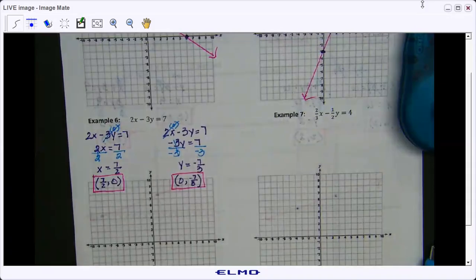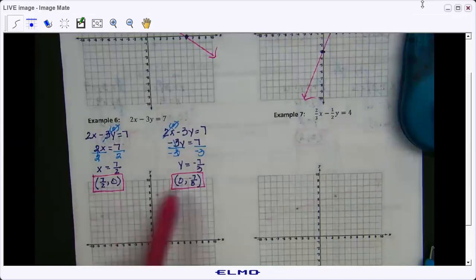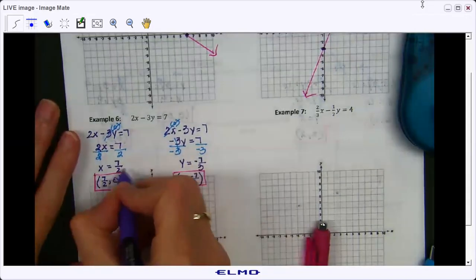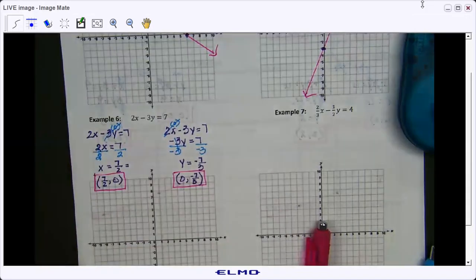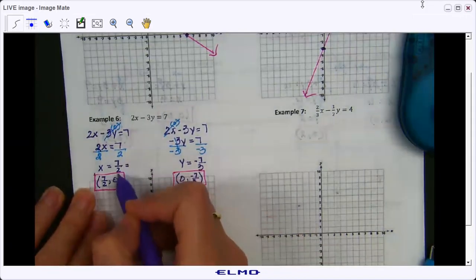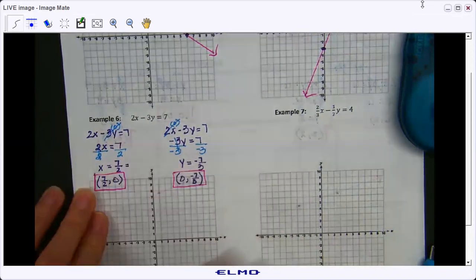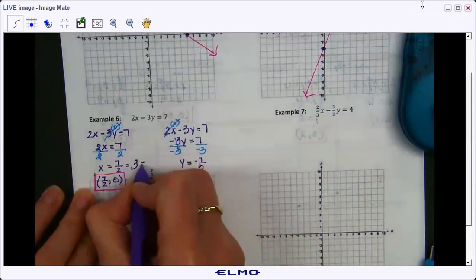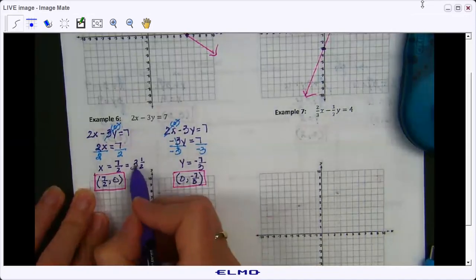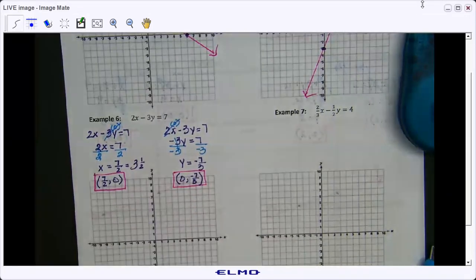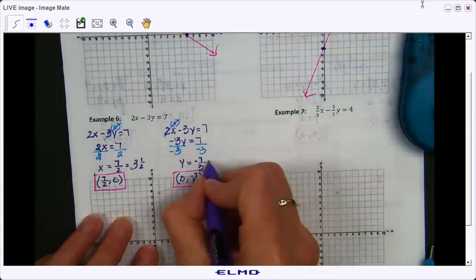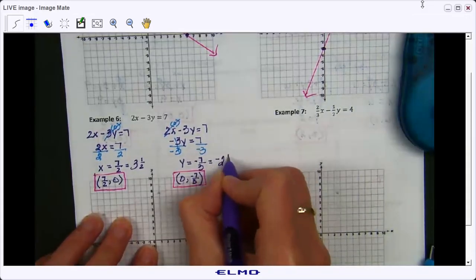And the easiest way to do that would be to turn your improper fractions into mixed numbers. Now, when you write your ordered pair, write them as improper fractions. But what I can do here is turn 7/2 into a mixed number. Just in case you don't know, 7 divided by 2 is 3 and something, so it's 3 and 1/2. So 2 times 3 is 6, 6 plus 1 is 7, and that would be 7/2. And then negative 7/3 would be negative 2 and 1/3.